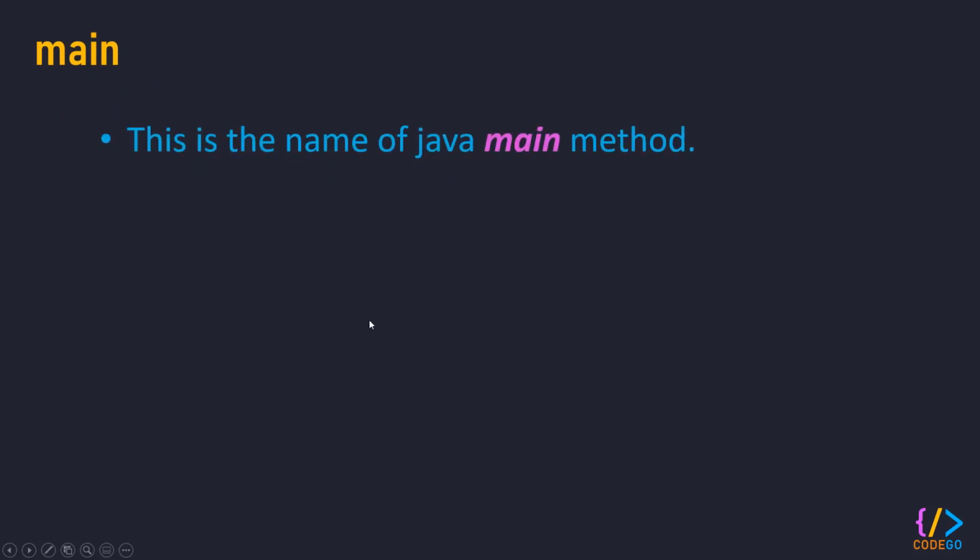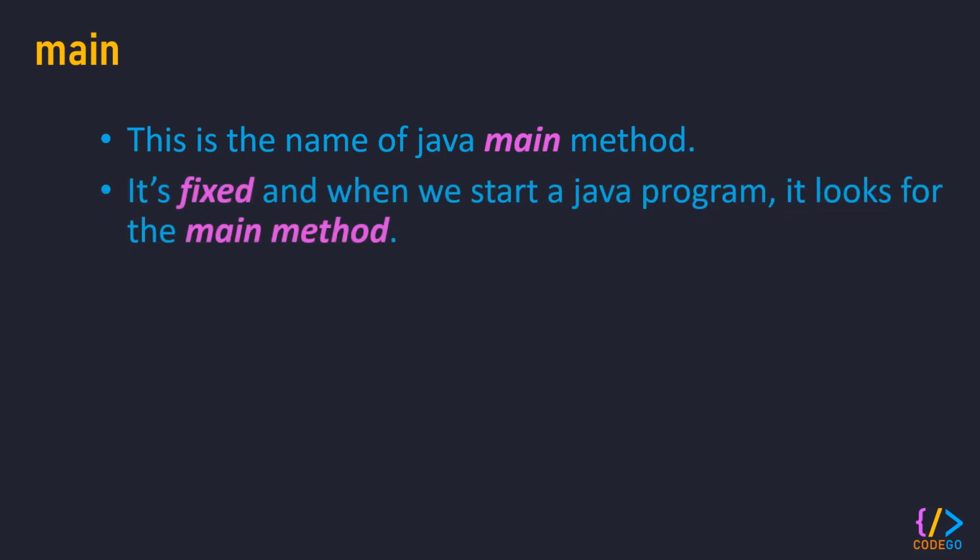So, next is the main. This is the name of the Java main method. It is fixed, and when we start the Java program, it looks for the main method. Again, it is fixed, so hindi po natin siya pwede palitan. Okay? Kapag ini-execute po natin yung program natin, maghahanap po yung JVM natin ng main method.